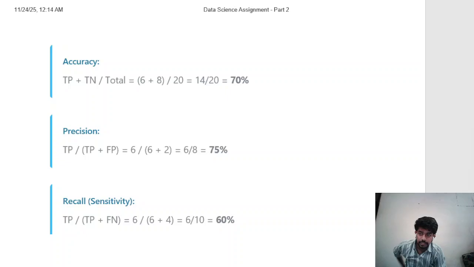Accuracy is the simplest. It's the total number of correct predictions divided by total predictions. So we calculate TP plus TN divided by total, which is 6 plus 8 divided by 20, giving us 14 divided by 20, which equals 0.7 or 70%.